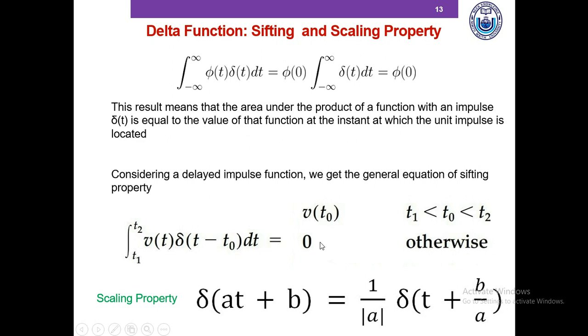The last property of the delta function that we're going to discuss is the scaling property. The scaling property says, what happens if instead of δ(t), we have a scaled version of time? So δ(at + b) is equal to 1 by mod a times δ(t + b/a). That's how you get the scaling factor out of the time and bring it in front of the delta function.